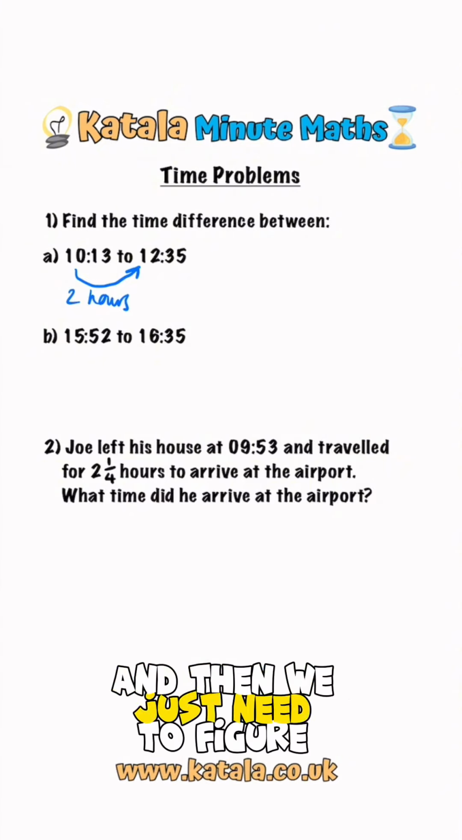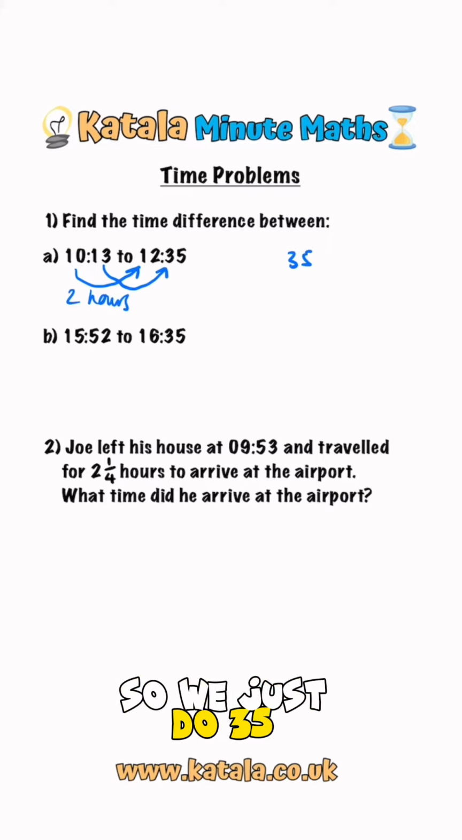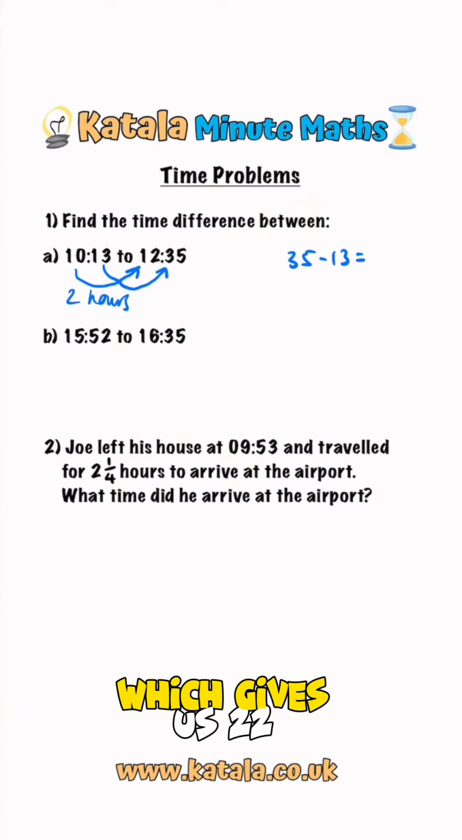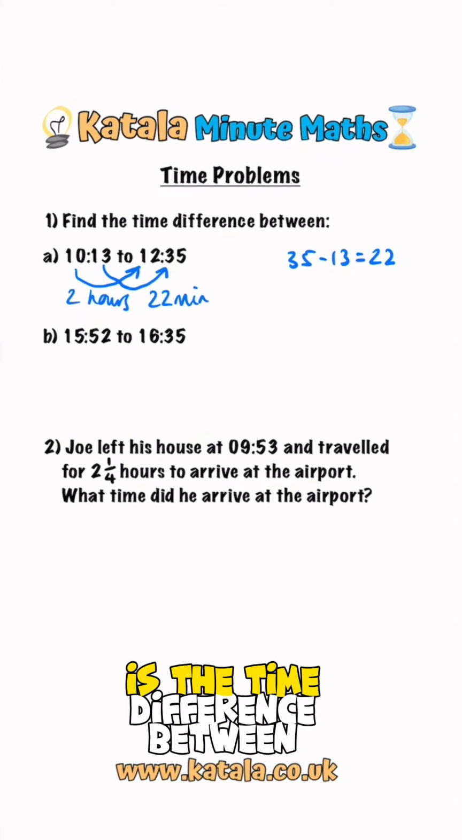And then we just need to figure out how many minutes have been added on to get from 13 to 35. So we just do 35, take away 13, which gives us 22. So it's 2 hours and 22 minutes is the time difference between these two times.